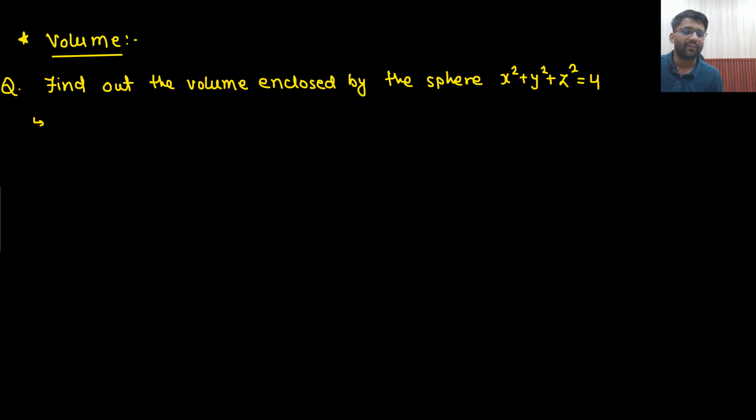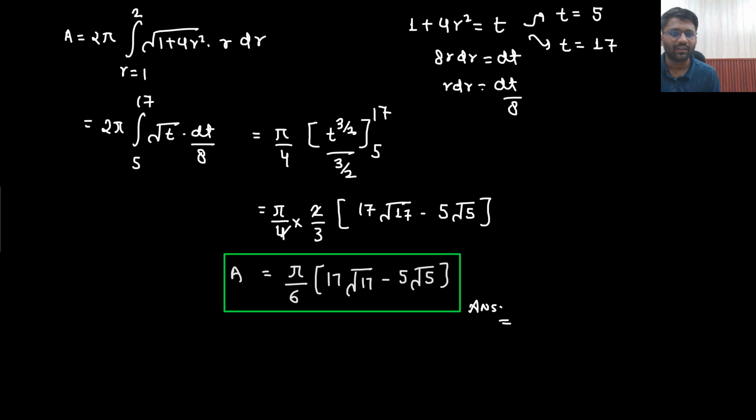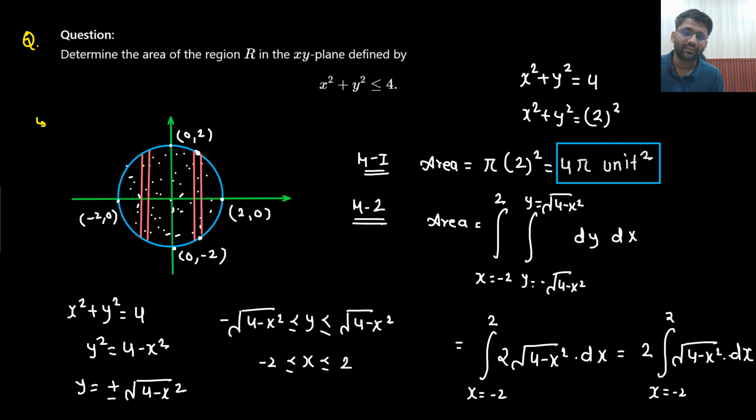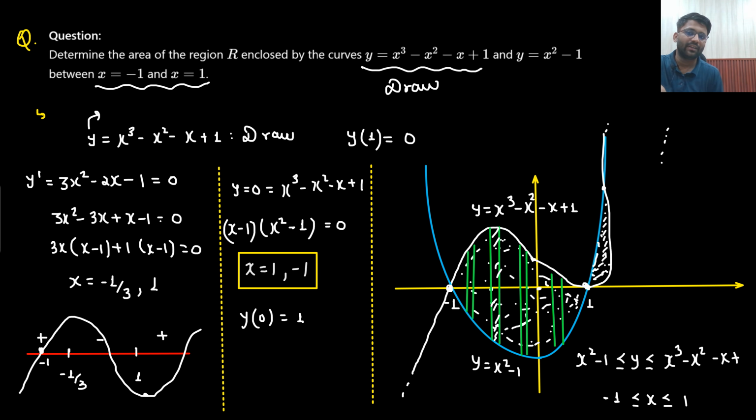Understandable? Our next topic would be volume. Now we will talk about volume. Surface area we have seen enough, curved surface area also we have seen. How did we start? We started with the surface area in the xy plane. Initially everything was going in the xy plane, right?